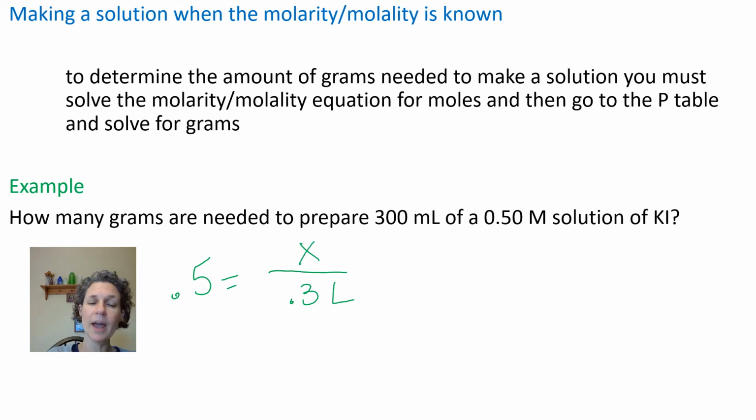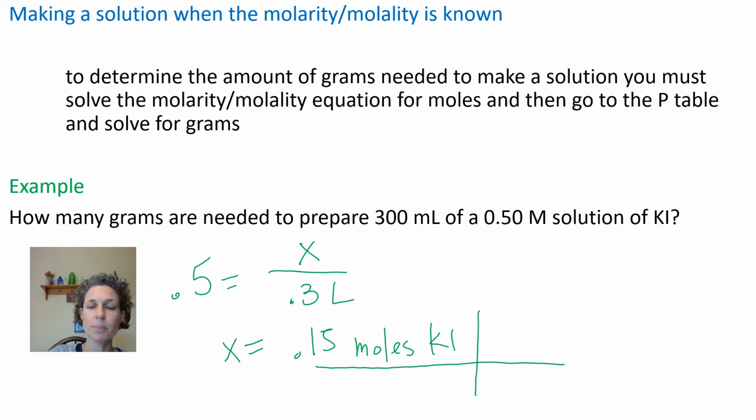And what I don't have is anything related to moles or grams. So that's what I have to find. So then I know that X is going to be, let's see, 0.15 moles. And this is moles of KI. So then to get something actually measurable, I have to go to grams.